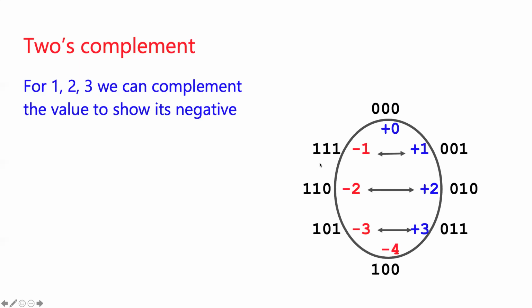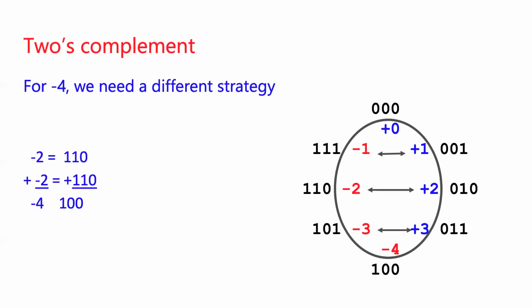This is what I said a slide or two ago. All of our values have negated values, except for 0. -0 is the same thing as +0. And for that one value, -4, in general, for our largest negative value, negating it gives us overflow.